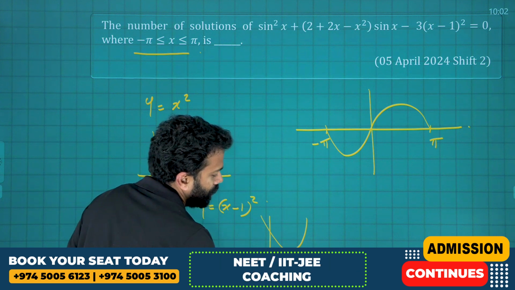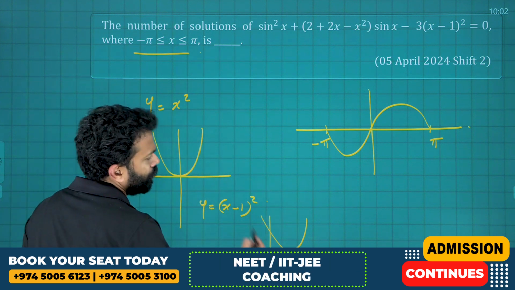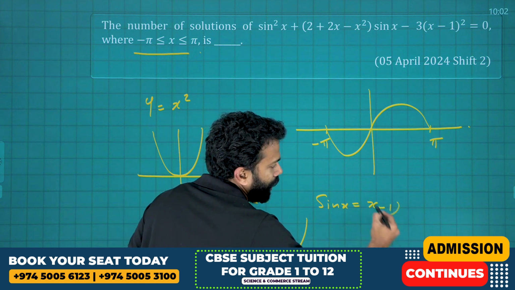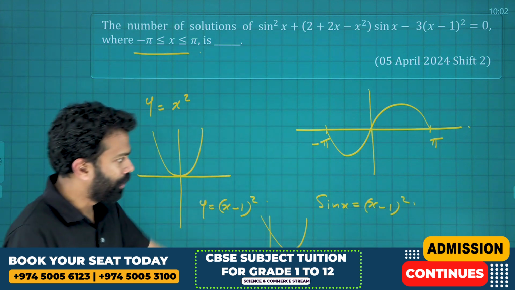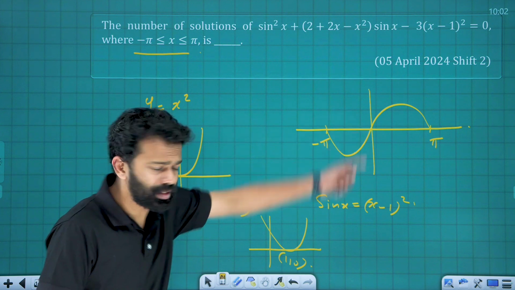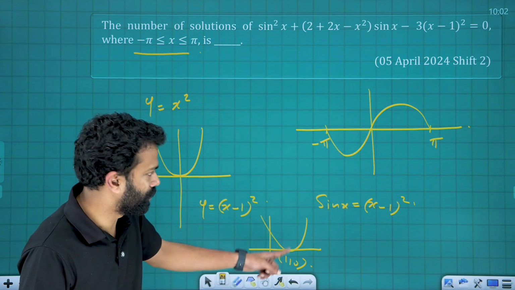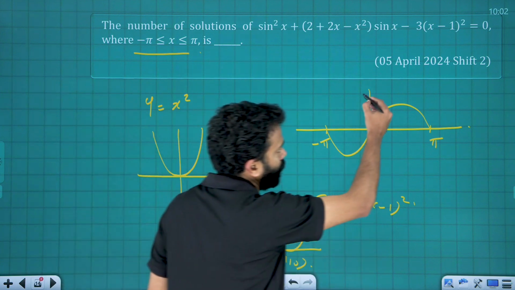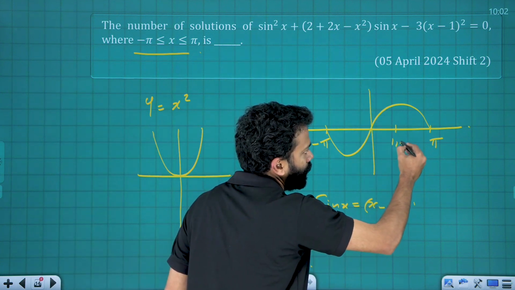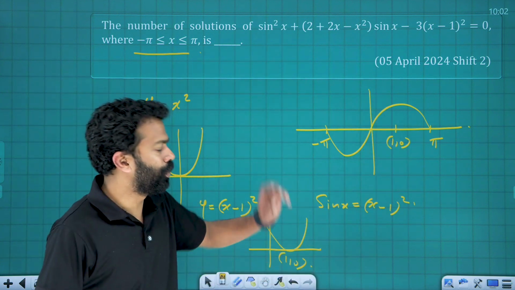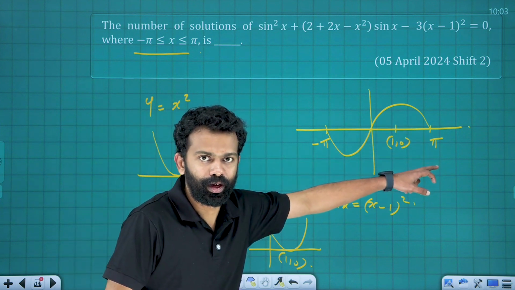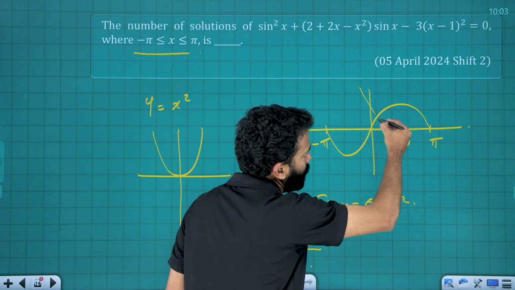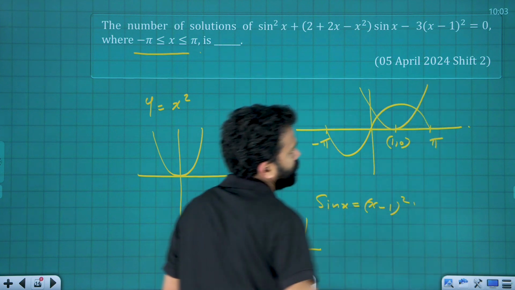So, this becomes like this, with vertex at (1, 0). You need to find the number of solutions of this equation, that is sin x is equal to (x minus 1) whole square. We already sketched the graph of sin x. Now, we need to draw the graph of (x minus 1) whole square. I am going to draw it here. 1 will be here. See, for this, I have asked you what is the value of pi. 1 comes in between, that's obvious. And the graph will be like this.